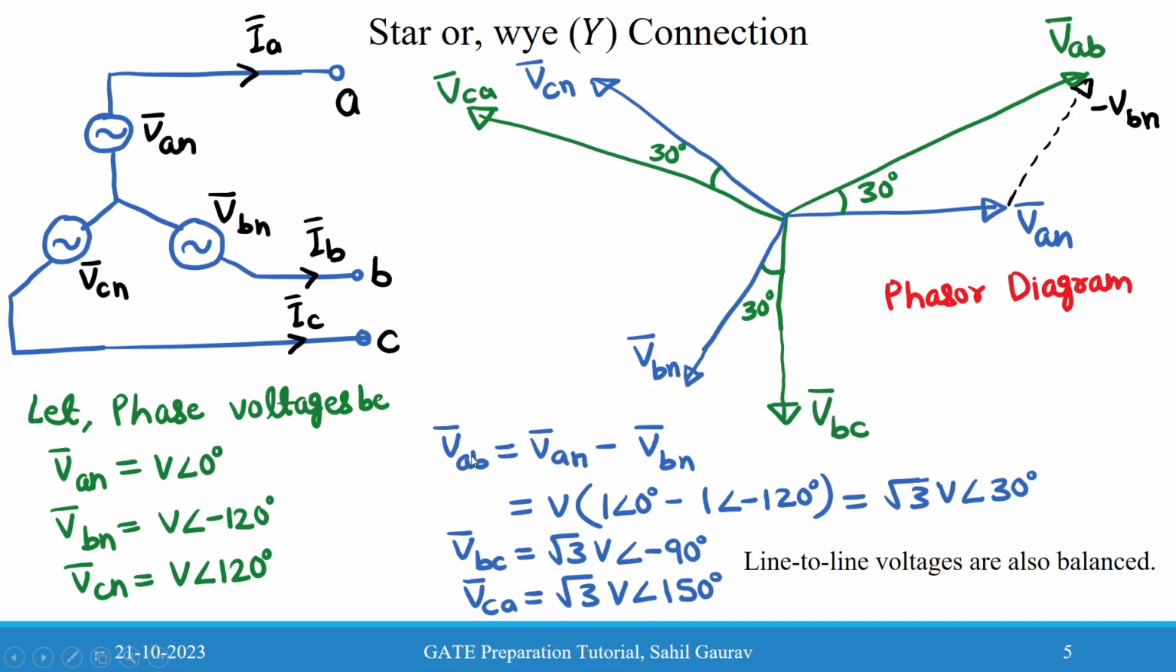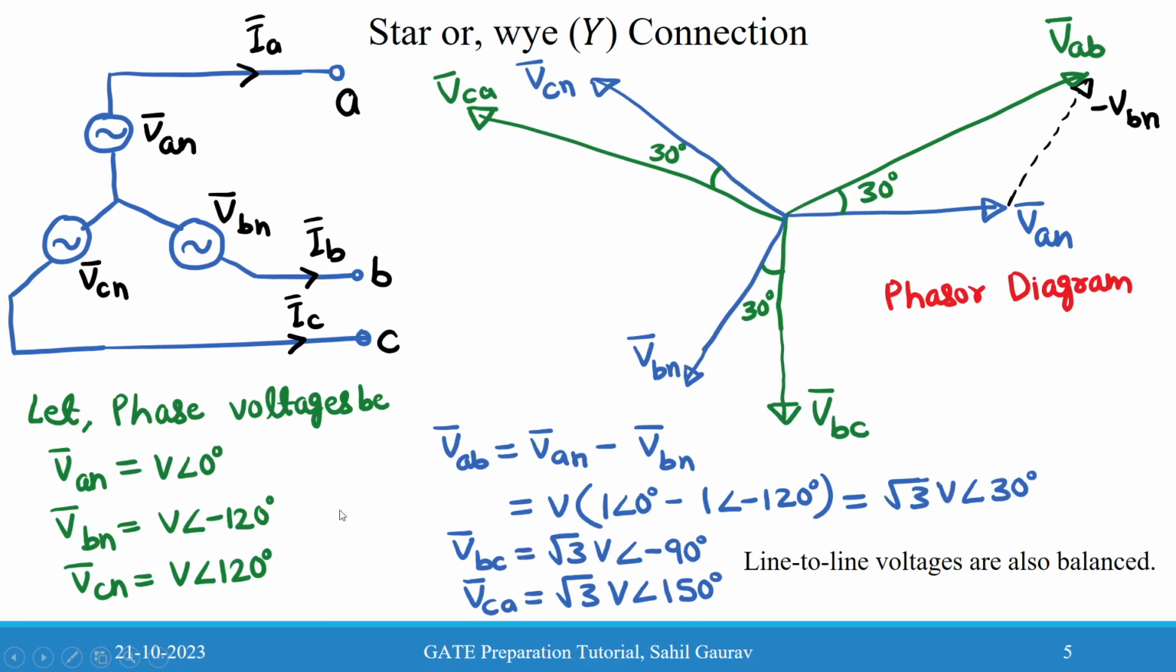Now representing the line voltage on this phasor diagram, we have to find VAB, that is the line voltage. How can you find the line voltage? The line voltage is the difference of the phase voltages VAN and VBN. We have assumed VAN and VBN, and on putting these values, you will get root 3 times the phase voltage, leading by 30 degrees.